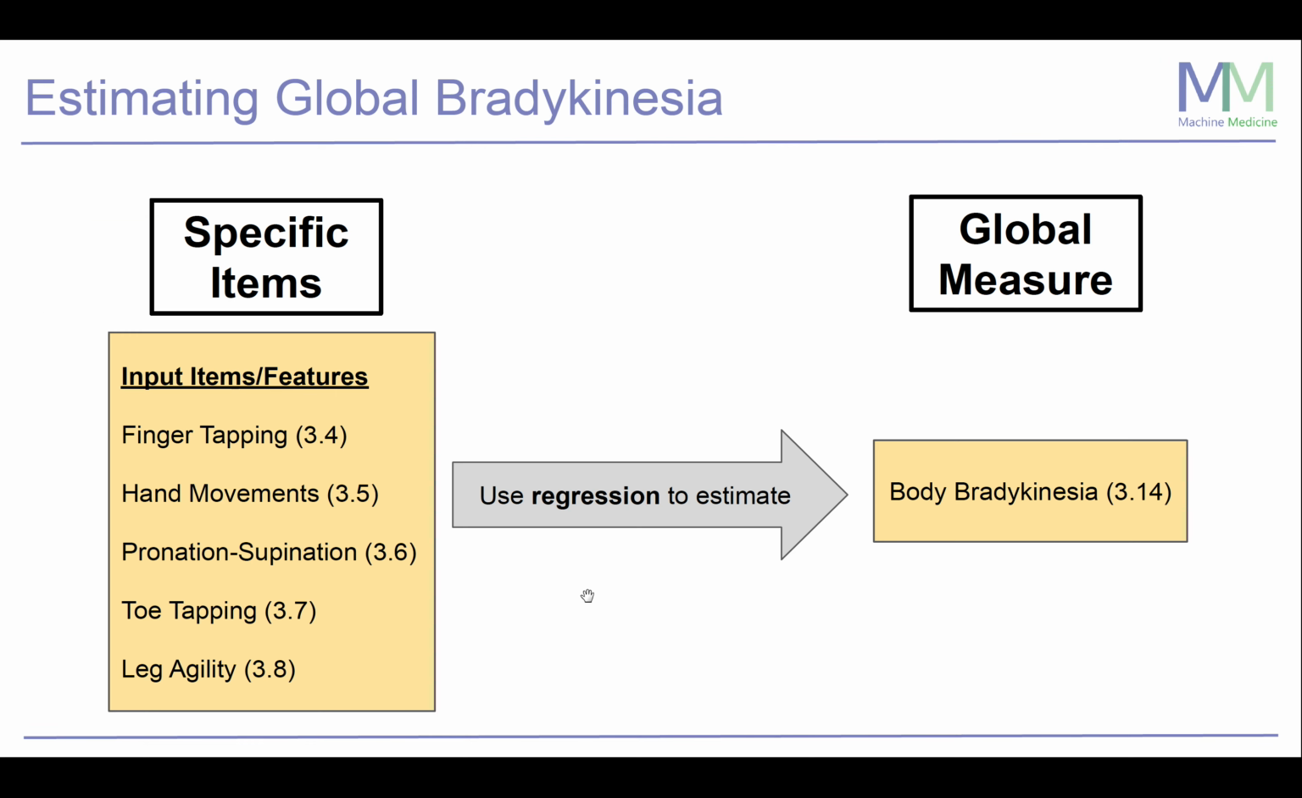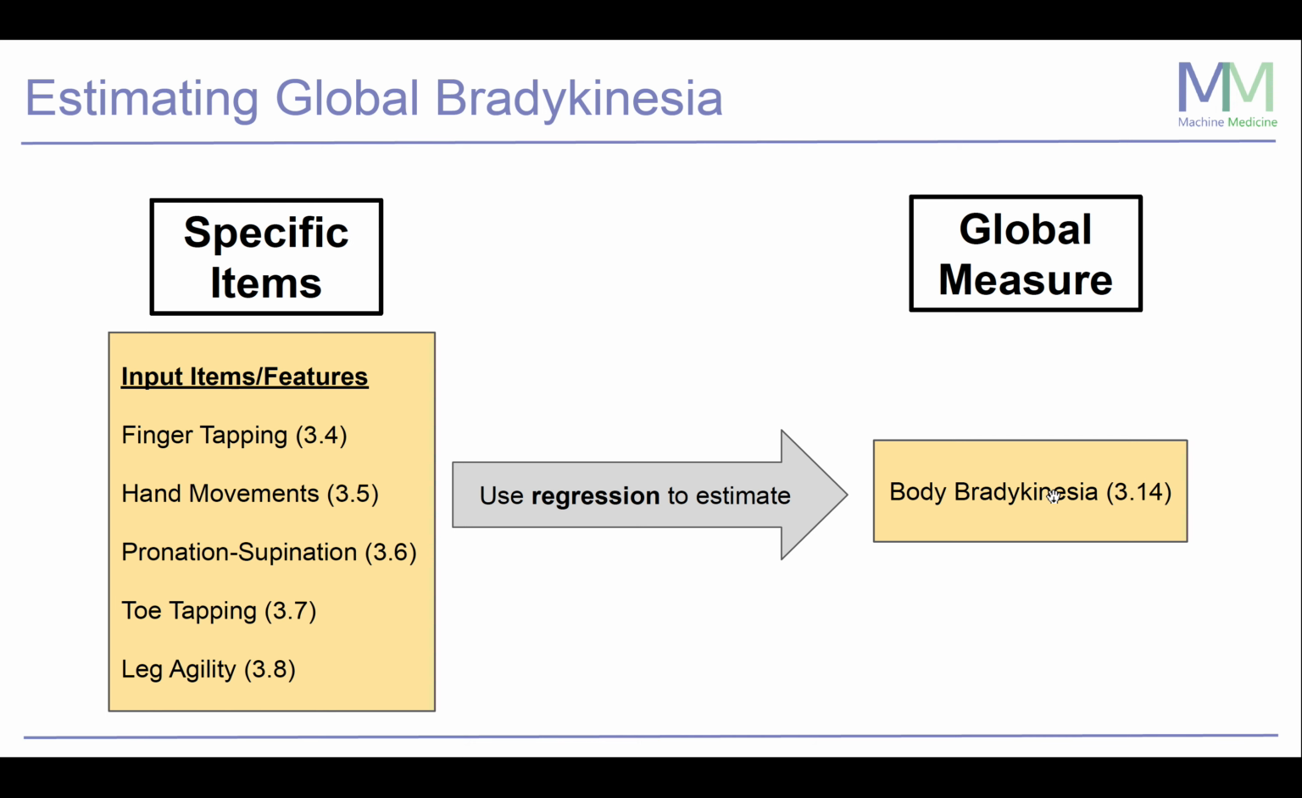So if we use this class of models in this problem, what we're going to try and do is set up a regression problem whereby we're going to take the specific items that people do in the UPDRS test. These are all specific items relating to particular activity in a particular location on the body, so in the hand or the fingers, and in the lower limbs, in the feet and the legs. And what we're going to try and do is take those specific items, and infer a global score of bradykinesia.